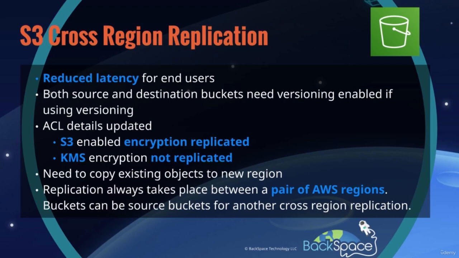So the first step of the process is that you need to copy your existing objects within the source over to the destination bucket region before you can set up synchronization. And it always takes place between a pair of regions. It's not between 5 regions at once. You replicate a pair of regions. So if you want to do it across multiple regions, then you need to have a bucket that can be the source bucket for another cross-region replication.